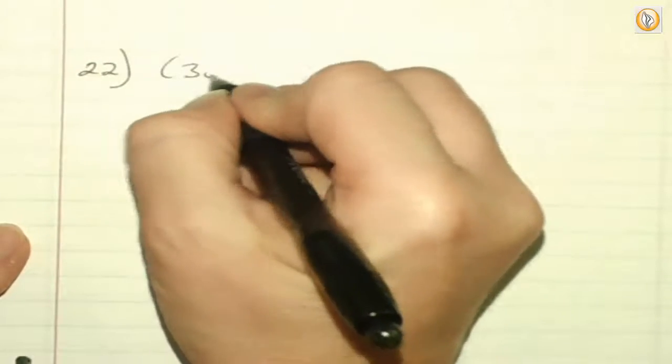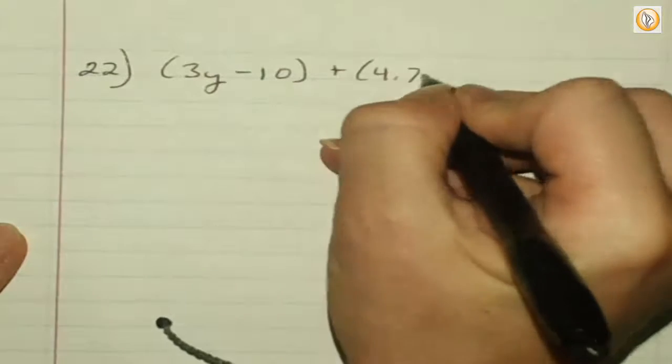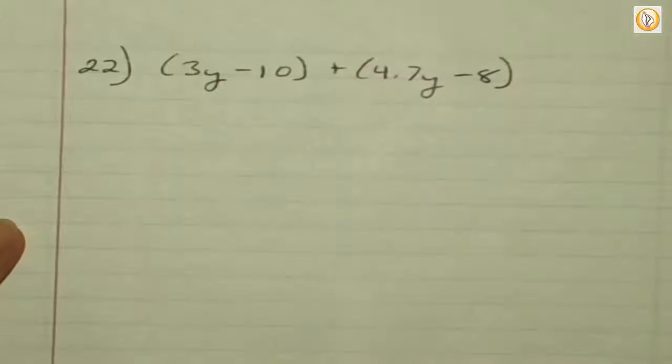Number 22, we have 3y minus 10 plus 4.7y minus 8.